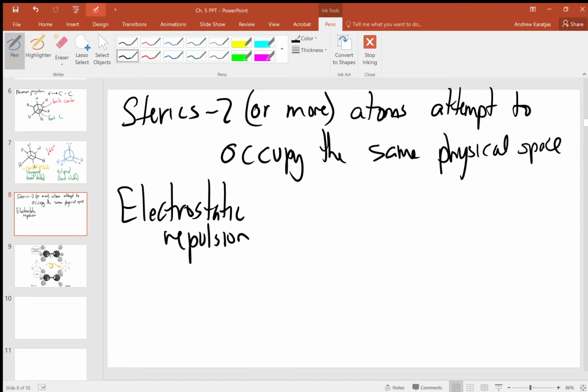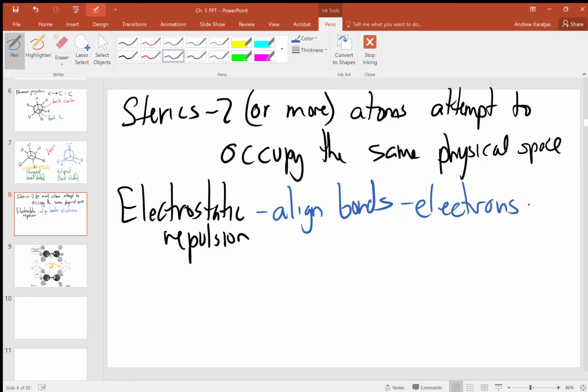We also have what's known as electrostatic repulsion, and this is the main contributing factor in ethane. So electrostatic repulsion means that when we align bonds, as we do in the eclipsed conformation, at that point the electrons are close enough to repel. So both of these are reasons why the eclipsed is less stable than the staggered.